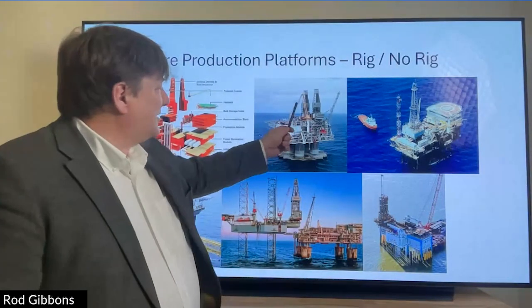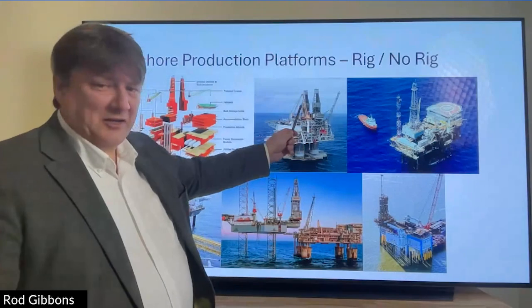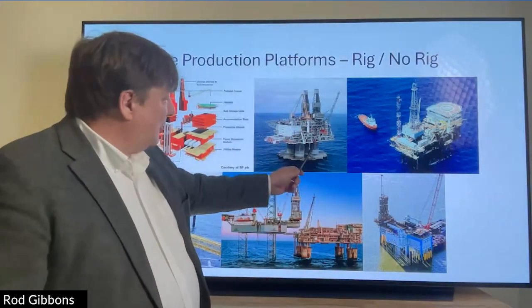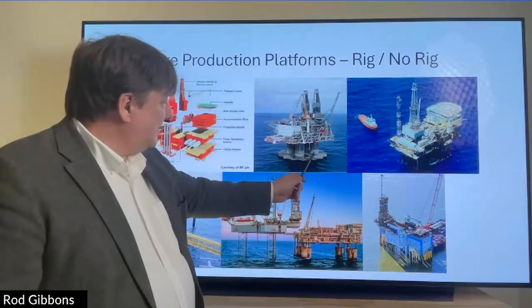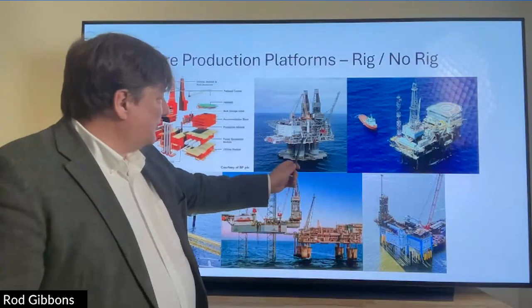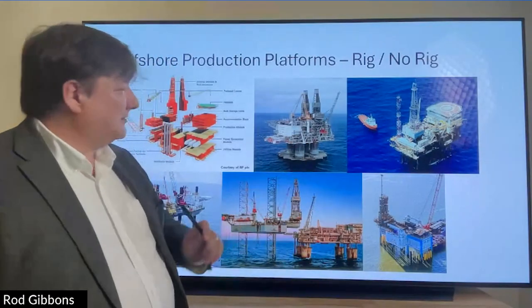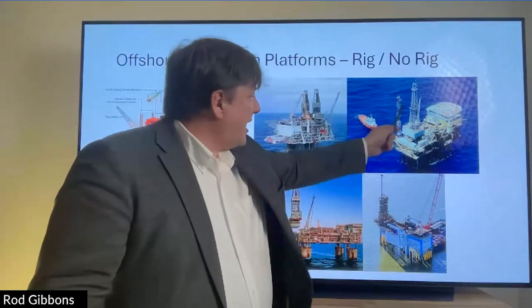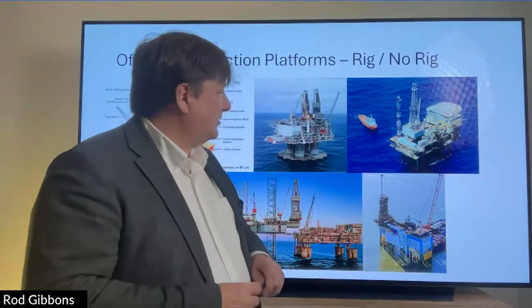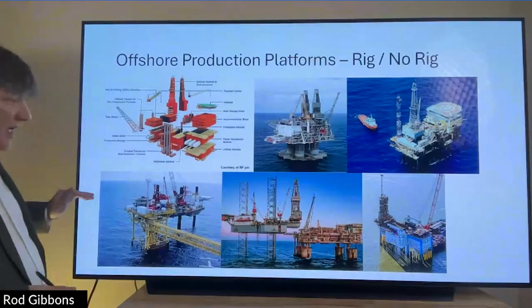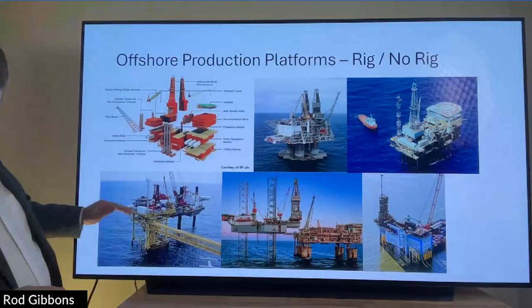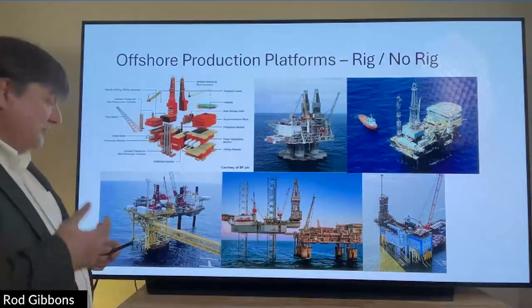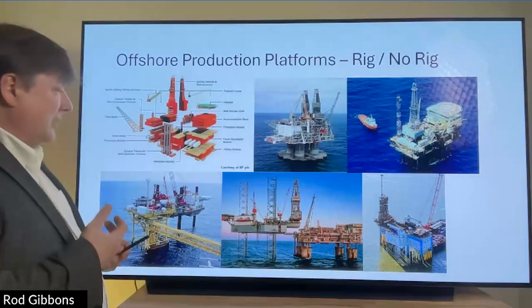You see there's two rigs here, two drilling derricks, and they're both over a shaft. And so the wells will be drilled through those shafts down to the reservoir. And here's a steel jacketed structure with a drilling derrick on it. These platforms on the bottom row have no rigs on them. They're production platforms, but they don't have the drilling rig.